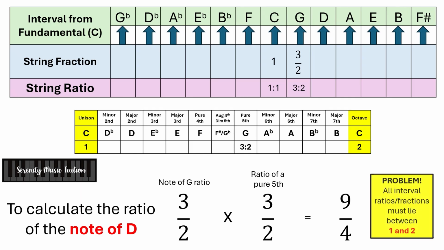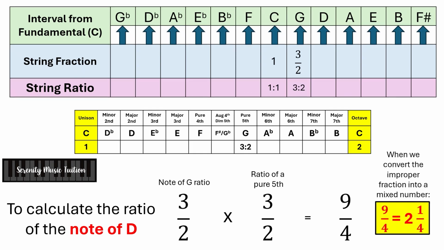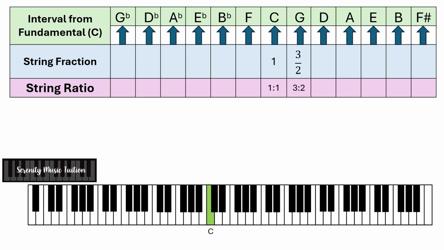This is where we run into a problem. All of our string ratios need to lie in between the unison and the octave, and therefore in between the numbers 1 and 2. When we convert the improper fraction into a mixed number, we get 2 1/4, which is obviously greater than 2. As a decimal, this would be 2.25. This is because we started at the fundamental of C. The first pure fifth took us to G, and the second pure fifth has taken us to D, but into the second octave.